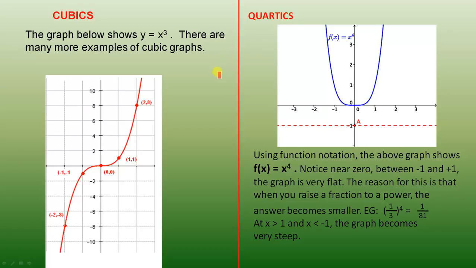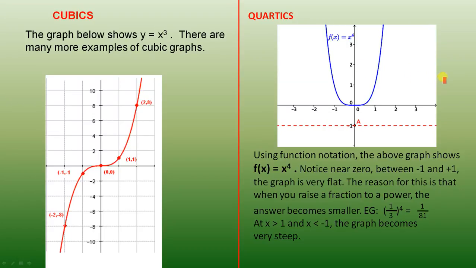Cubics. The graph below shows y equals x cubed. There are many more examples of cubic graphs. This is probably the simplest one you can get. And basically, again, you just plot a few points. You can plot more if you like, and you join the points together to give you the curve. For example, when x equals 2, y equals 8, because 2 cubed is 8. When x equals 1, y equals 1, because 1 cubed is 1, and so on.